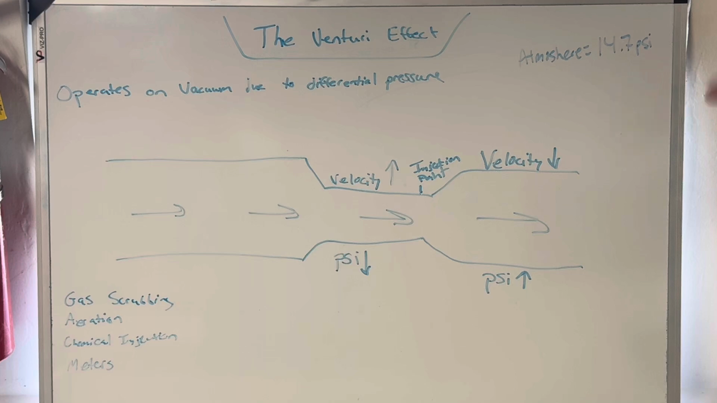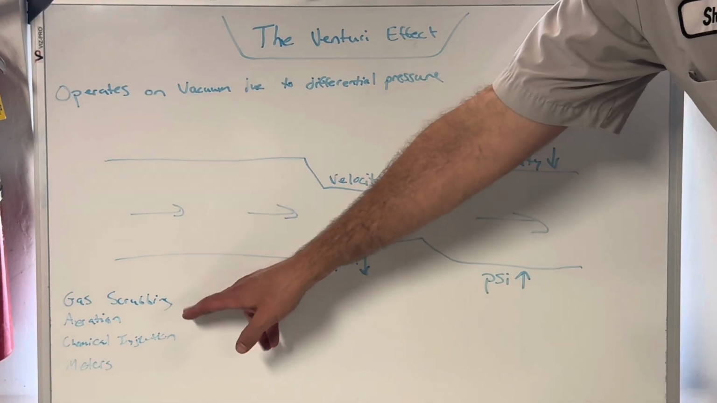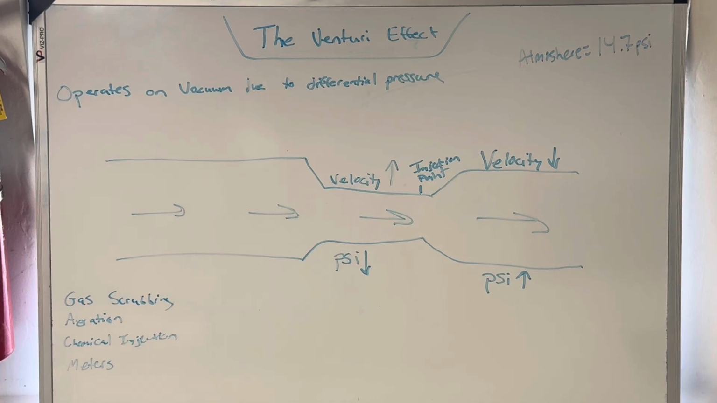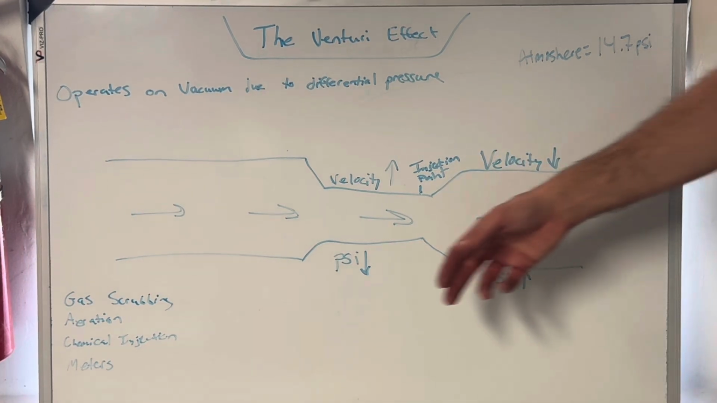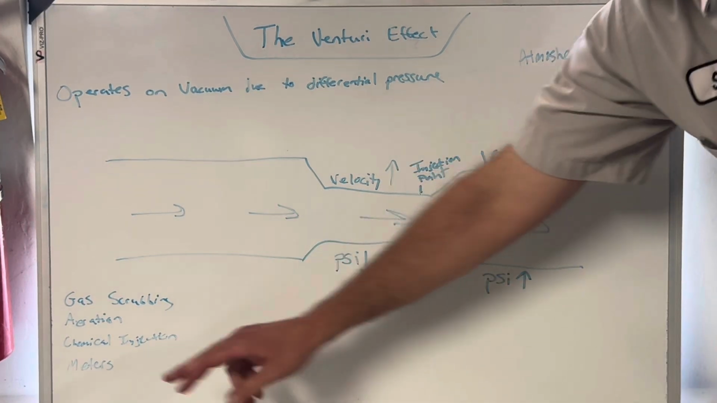And there are four major things that you would use this for. One of them is gas scrubbing, like getting noxious gases out of something. And I'll explain how that works in a second. Aeration, you can aerate your activated sludge or whatever it is. You can use this as an aeration strategy. It's pretty cool. Chemical injection, and metering.